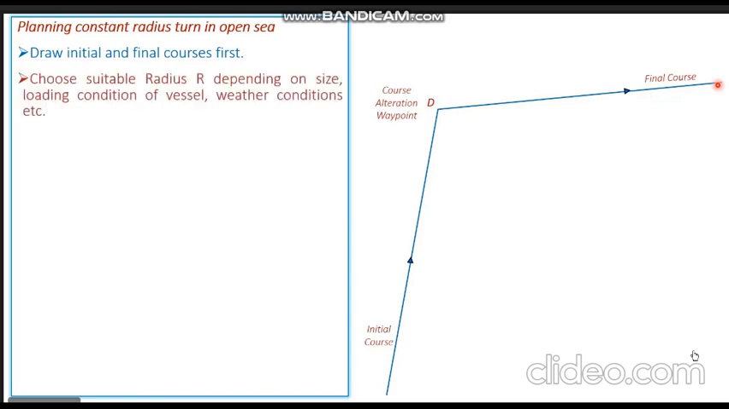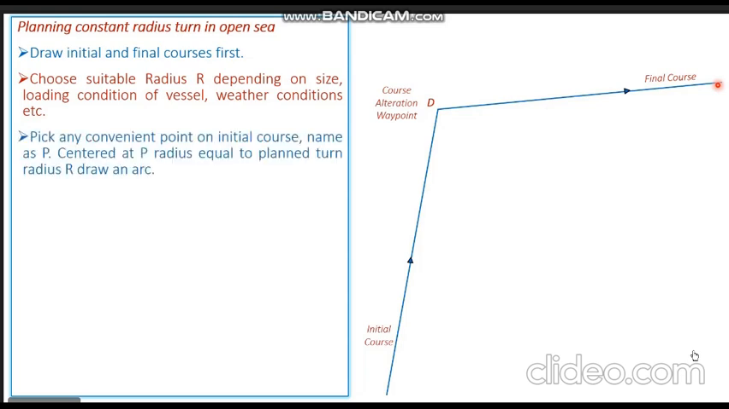Now we have to choose a suitable radius. The radius is decided as per the ROT formula. ROT is equal to V by R. So a convenient radius with which we have an achievable rate of turn is selected by the navigator depending upon the size of the ship, the loading condition of the vessel, and the weather conditions. And once the radius is finalized, we can now move on to plot the curved path.